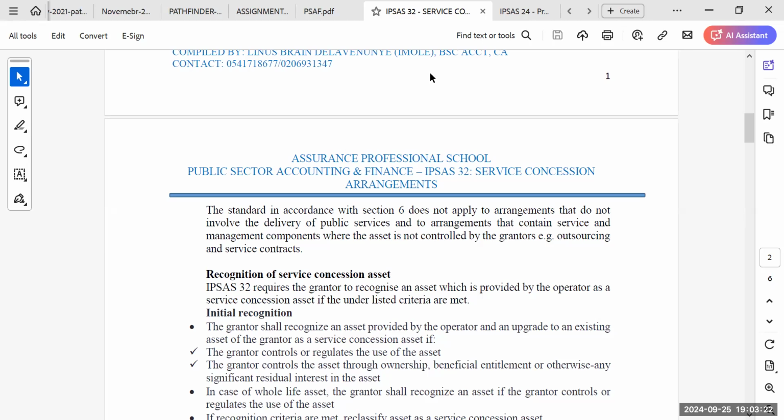The asset will still be for the government, but if it's an existing asset, it will no longer be for administrative use. They will now classify it as a concession asset. And we are saying that the grantor should only recognize the asset when the grantor controls or regulates the use of the asset, and when the grantor controls the asset through ownership or beneficiary entitlement or otherwise any significant residual interest in the asset. These are the two conditions that should be there before a concession asset can be recognized.